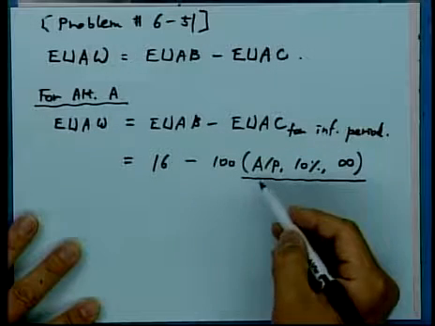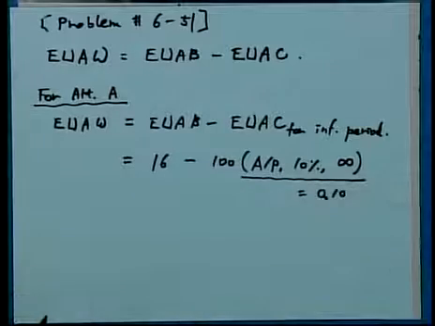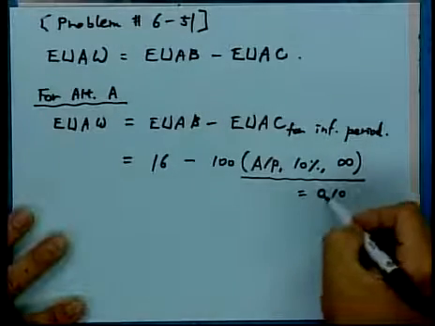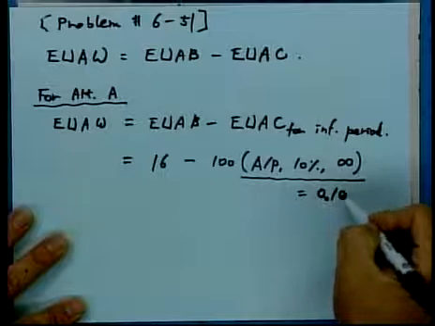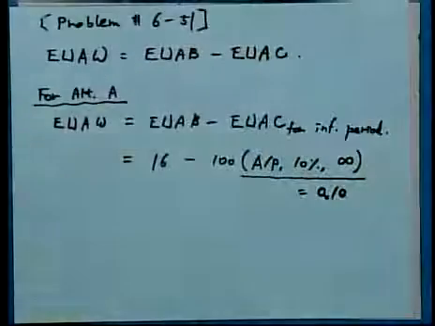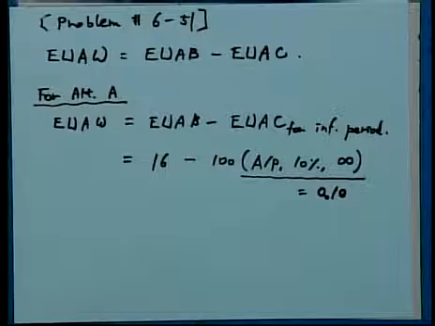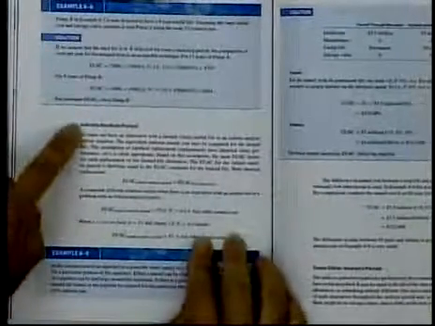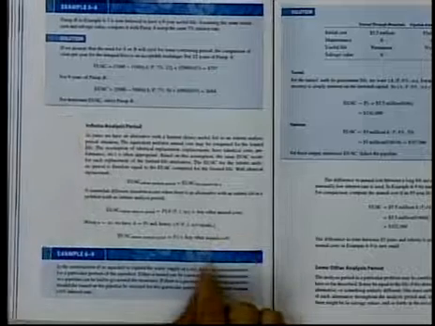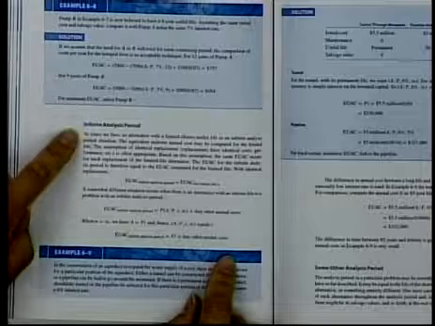That's going to be equal to 0.10. How do you know this? It's 0.10, which is just 10%. If you look at our text, page number 200, right here, it describes how to deal with equivalent uniform annual cost for an infinite analysis period. Okay?